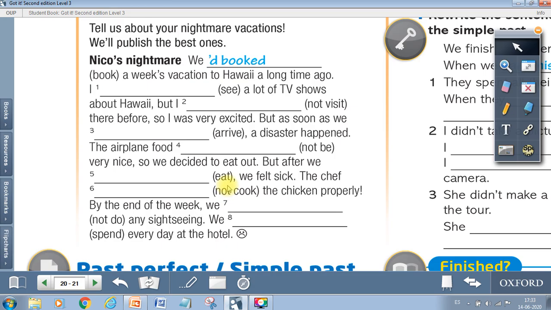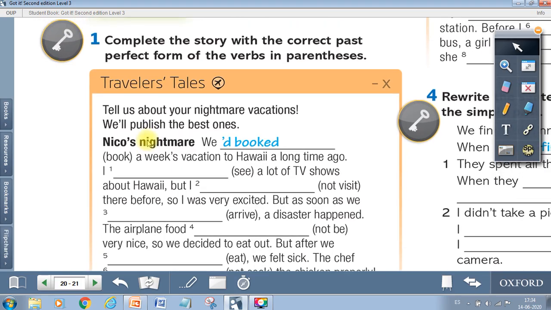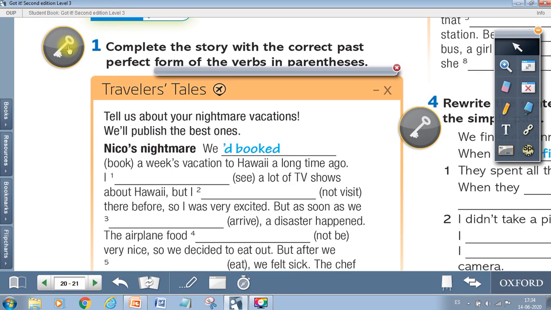Okay? Are you ready? Remember that if you don't know the participle of the verbs, you can look at the end of your book. There you have a list. Okay, let's do the first one. Nico's nightmare. We had booked a week's vacation to Hawaii a long time ago. Had or hadn't? Think about it. Now I'm going to show you what are the correct options in this case.